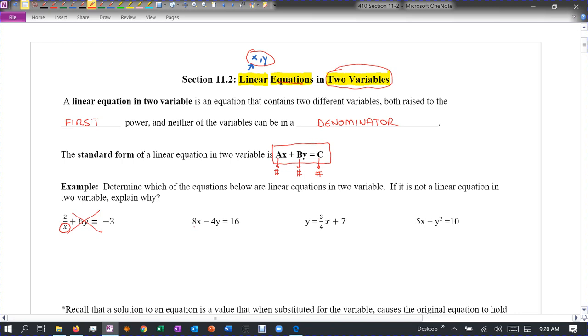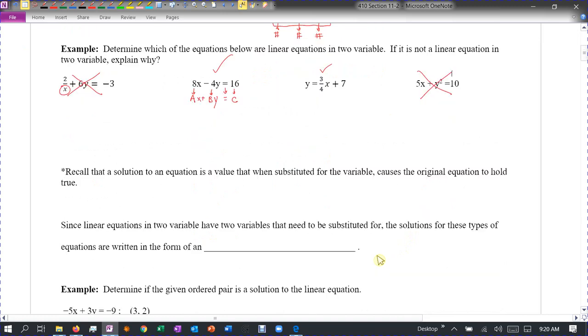Okay, this one, we have a number in front of x, so we have like an a in front of x. We have a b in front of y. We have an equal sign. We have another number, that would be c. So it looks like this. Don't worry about the -4. It's okay to have a minus there. So this is a linear equation. This one is, and this one is not because the y is squared. Now, that's just recognition of what's a linear equation in two variables and not.